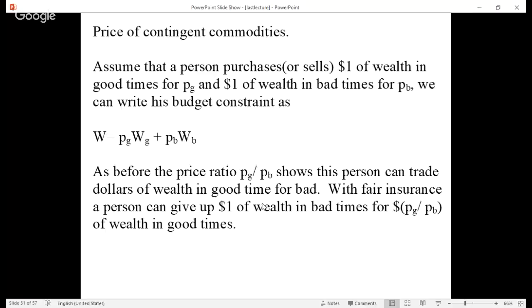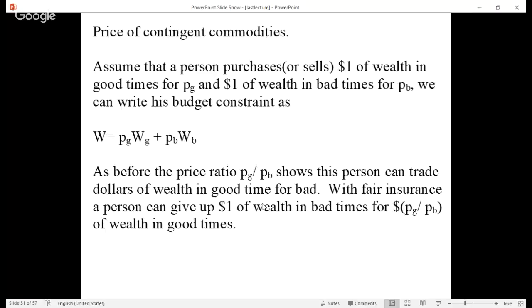So the price of this insurance, or this contingent commodity, I'm going to assume that the person purchases or sells $1 of wealth in good times and $1 of wealth in bad times. So for good times, I'm going to denote that as PG, and for bad times, I'm going to denote it as PB, right? So I can write the constraint as W equals PG times W of G plus PB times W of B, basically ensuring in this case that my wealth stays the same no matter what happens.